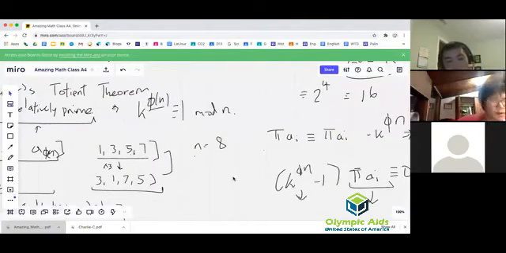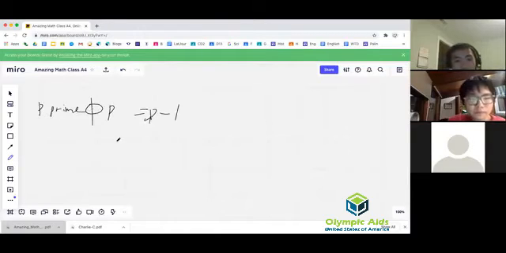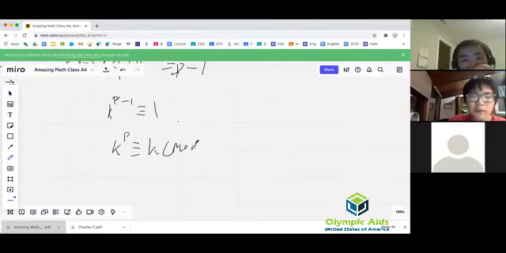Okay. Also, note that when n is prime, you get totient of p for p prime. You get totient of p equals p minus 1. So then you get k to the p minus 1 is equivalent to 1. Or if you multiply both sides by k, you get k to the p is equivalent to k. I should write all these mod p's.